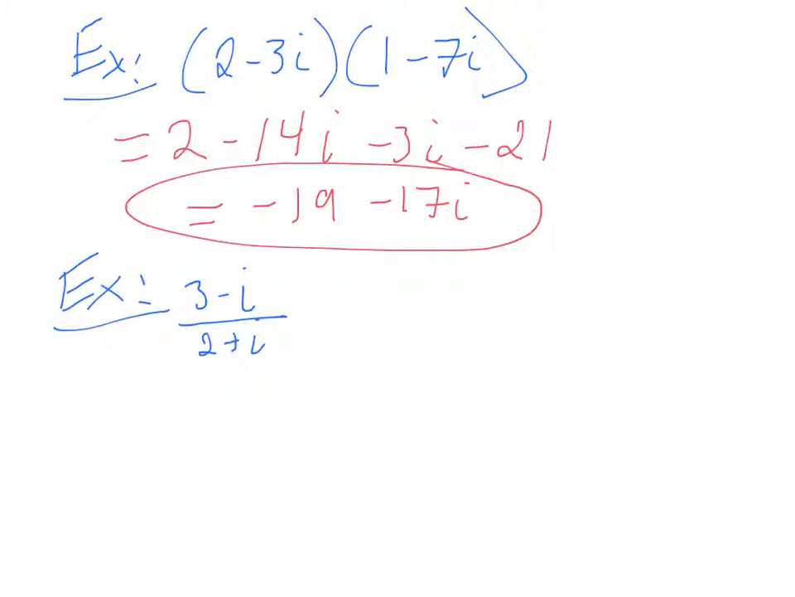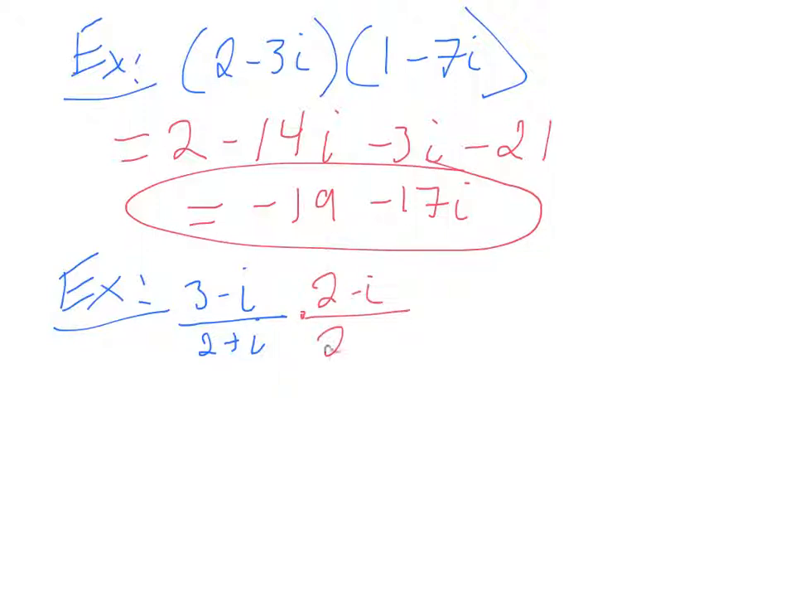Now, does anyone remember what I do when I have a complex number divided by another complex number? How do I take that and make it so I don't end up having a complex number in the denominator? Multiply by the complex conjugate? Yeah, we multiply the top and the bottom by the complex conjugate of the denominator, right? Which would be what in this case? 2 minus i. Yep, 2 minus i.